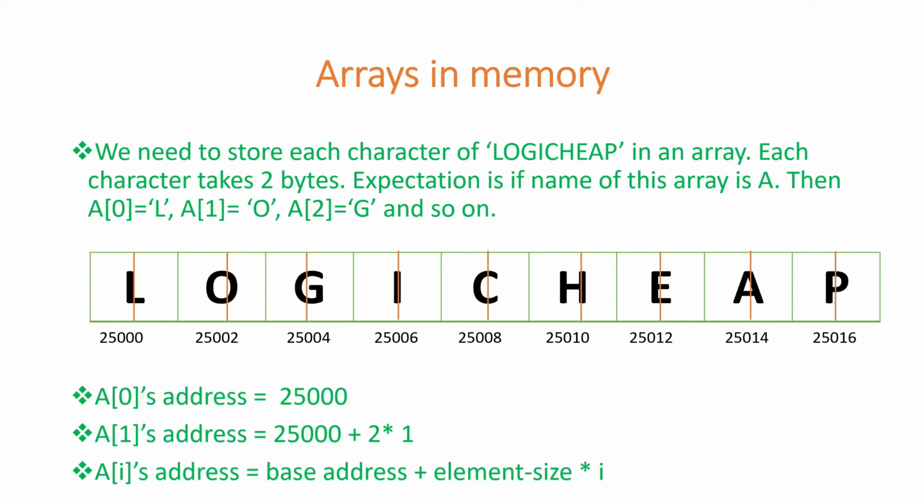Now let's directly jump to implementation of arrays. There are two possible ways we can think of. Let's study the first way, which is very common to store arrays in memory. So how do we do this? Suppose we need to store each character of logic heap in an array. Each character, if you see, takes 2 bytes. It is stored in the form of Unicode.